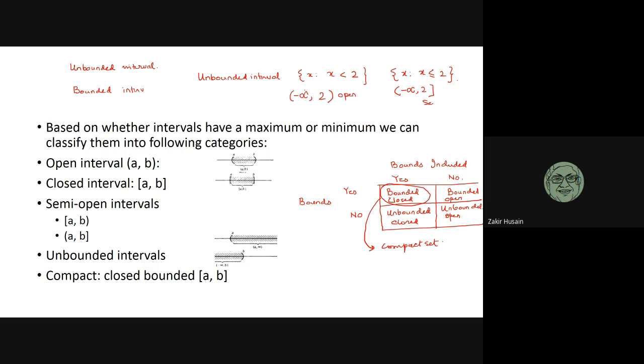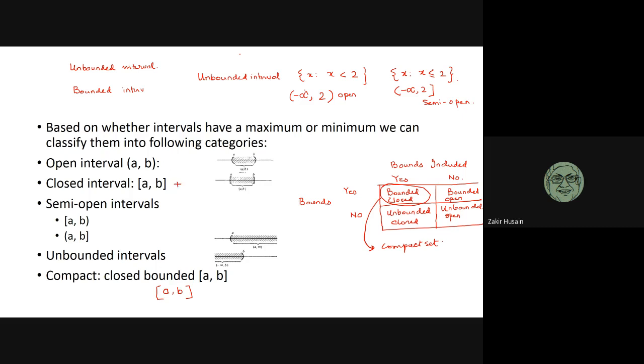This is open. And this is semi-open or half open. So in order to be compact, you have to have boundaries. That is, you have to have A and B. And secondly, in both points, they have to be closed.